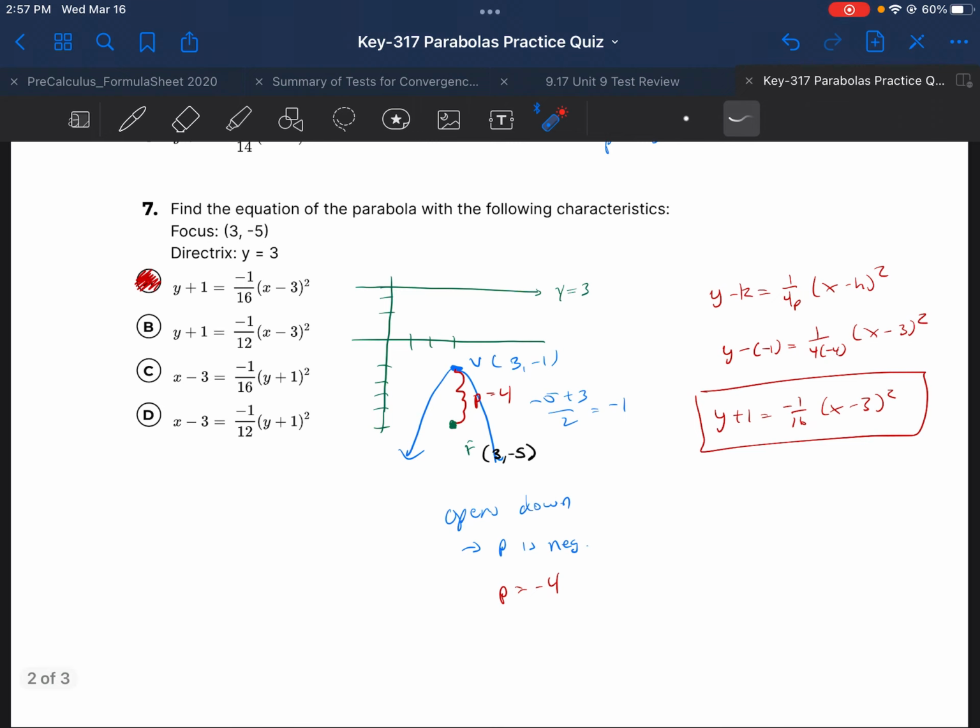And once we know that, we build the equation just like all the other examples. Opening down means we have a vertical parabola. We start with y. The vertex has a -1 for the y-coordinate. That'll eventually turn into a +1. +3 for the vertex for the x-coordinate. That means we'll eventually have a -3. And because the p is -4, 1 over 4p gives us -1/16.